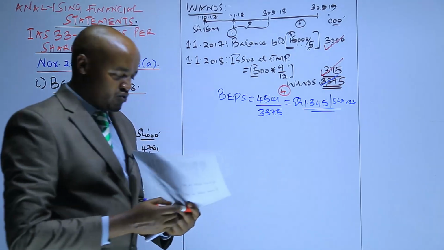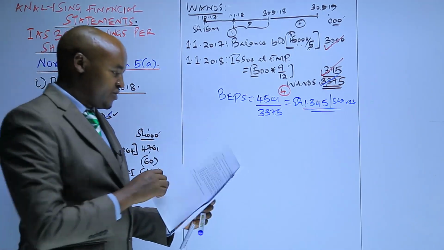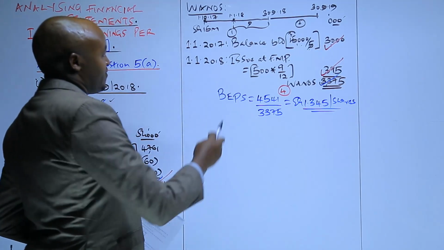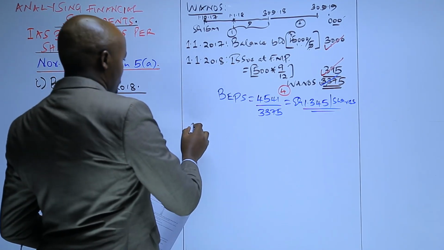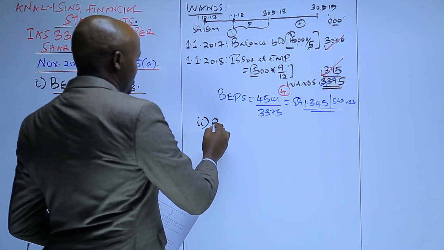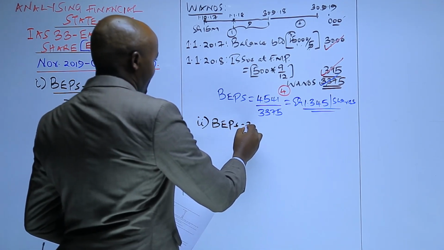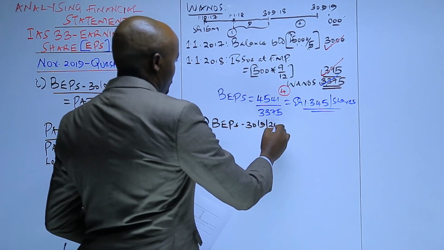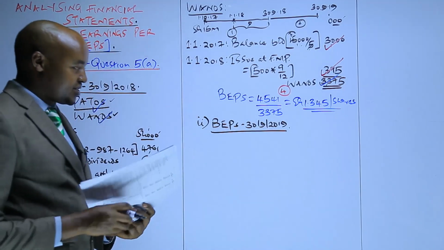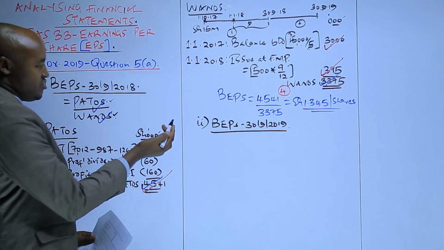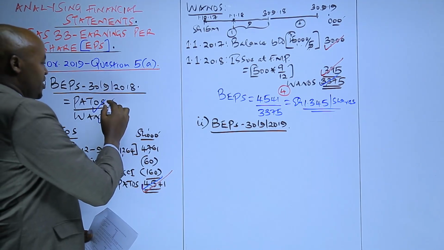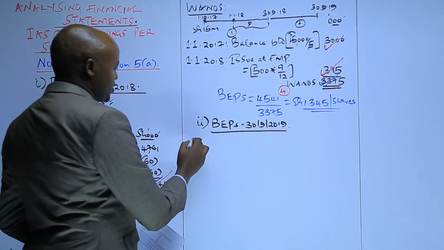So let's move to Roman 2 of that particular question there, whereby we are required to compute the basic earnings per share for year 2, which ended 30th of September 2019. So Roman 2, BEPS, basic earnings per share, for the year which ended 30th of September 2019. So the formula for computing this remains the same. We take the PATOS and all of our notes. We don't need to repeat the formula because the formula is not marked. But what we need to do is to determine these 2 items, the PATOS and one-offs.